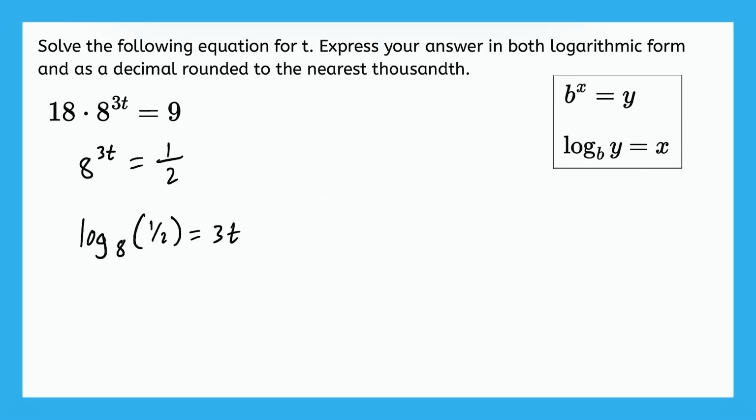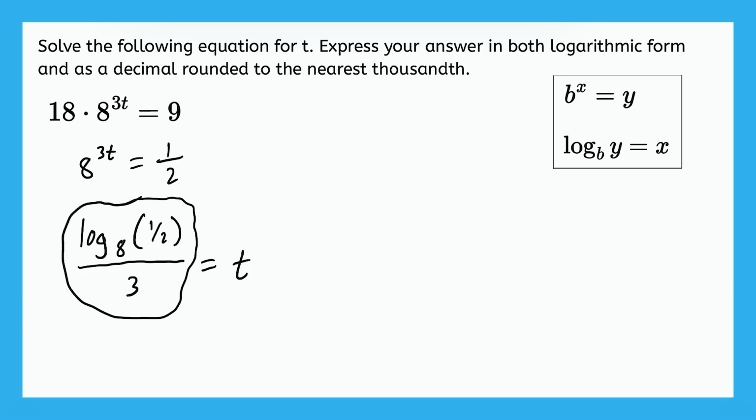All right, there it is. We have log base b of our y is equal to x, which was 3t. All right, now let's get this t alone by dividing both sides by this 3. So on the right side, these 3's cancel, and we're left with just t. And right there is our first answer. Log base 8 of 1/2, all divided by 3, is the logarithmic form for the value of t, because we now have t alone.